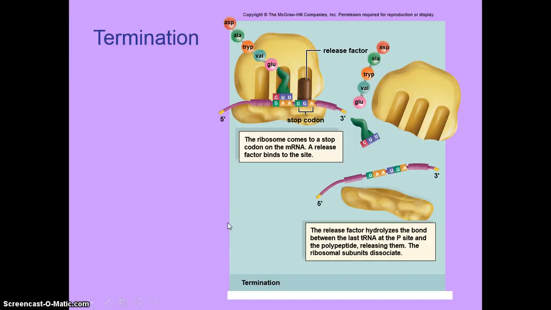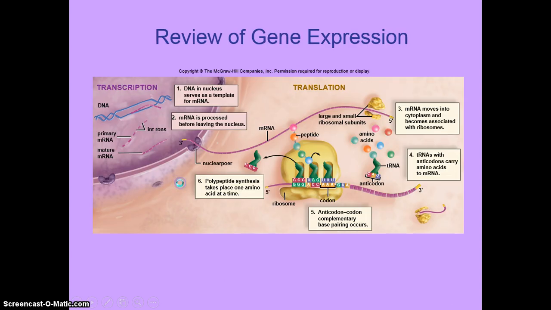During the termination phase, we come in contact with a messenger RNA that has a stop codon in its sequence, and a release factor binds to the site. The release factor hydrolyzes the bond between the last transfer RNA in the P site and the polypeptide, releasing them, and the ribosomal subunit is going to dissociate at that point. And what you have now is a messenger RNA that has been translated, and you have a protein that has been formed because of that translation.